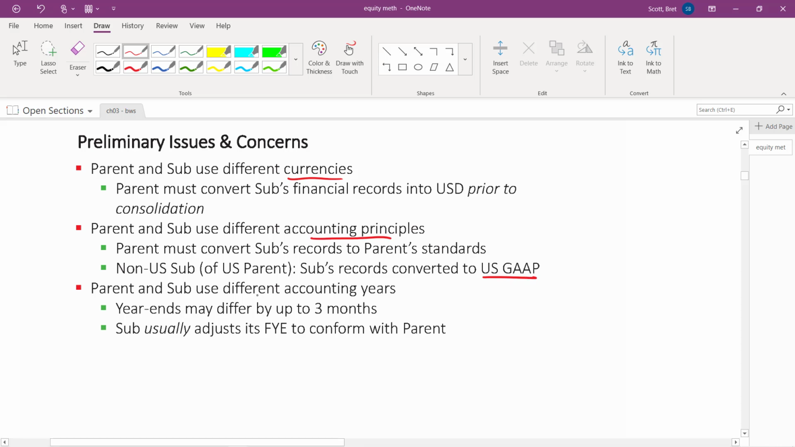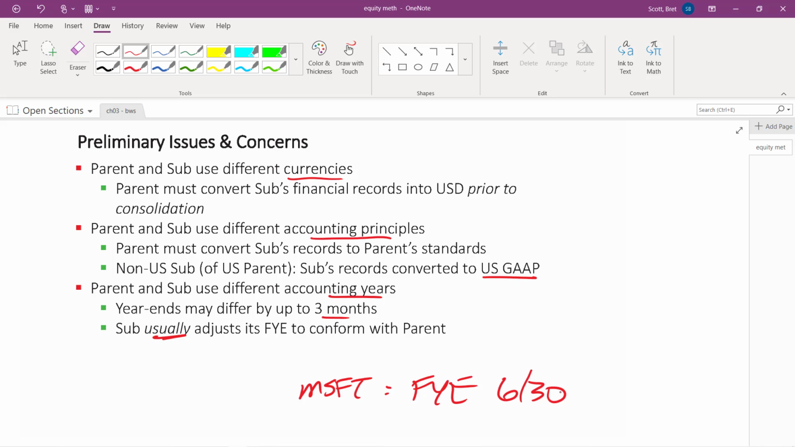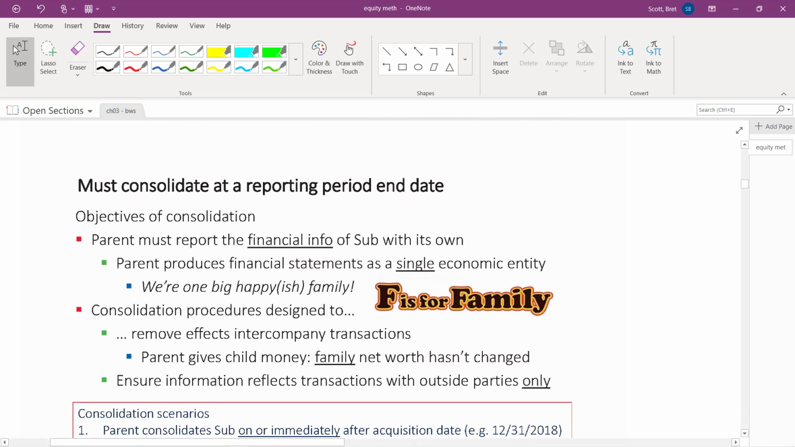It's possible that the parent and sub have different fiscal year ends. It's okay for the parent, for instance, to have a 12/31 year end and the subsidiary to have, say, a February 28th year end. But generally speaking, usually the subsidiary will adjust its year end to whatever the parent's year end is. Microsoft, by the way, most people don't know this, but Microsoft's fiscal year end is June 30th. So any subsidiary that Microsoft owns, generally speaking, they're going to impose that those subsidiaries convert to a 6/30 year-end cutoff date.